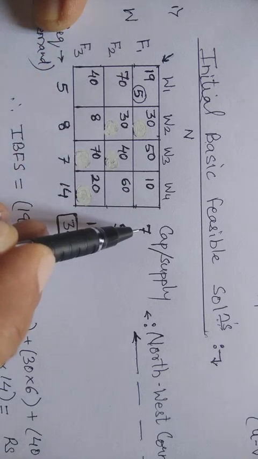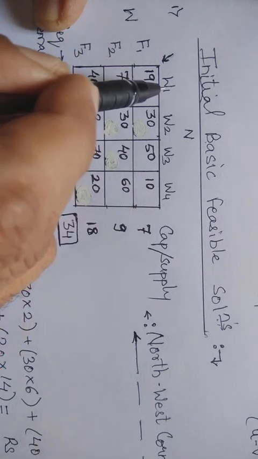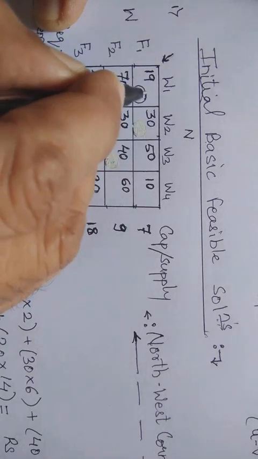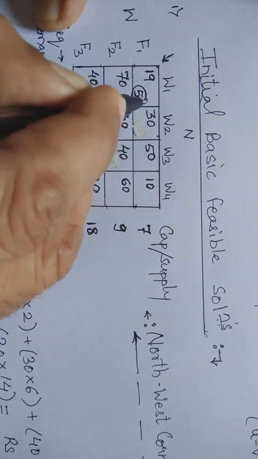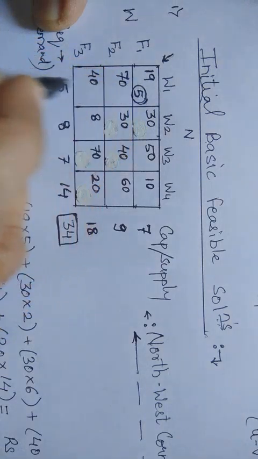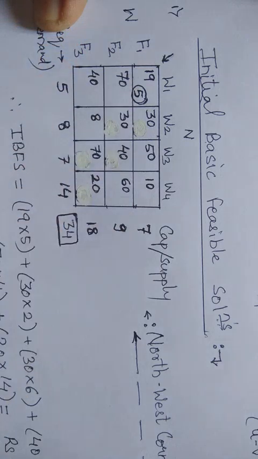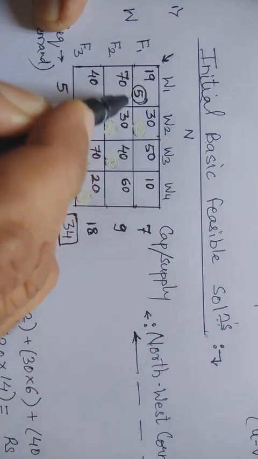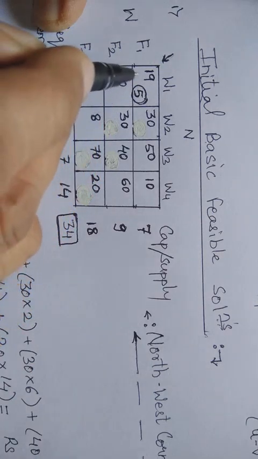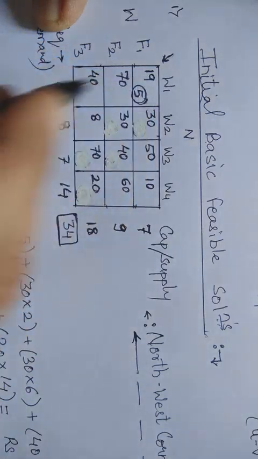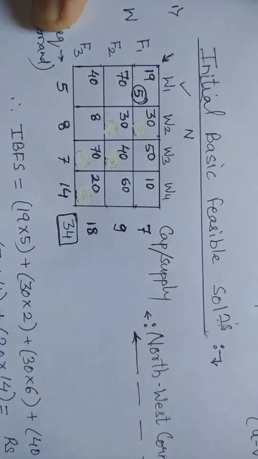So factory 1 can supply more. Therefore W1 will take all the units from factory 1 only. I allocate here 5, because its requirement was 5 and these 5 units were available in F1. Once one allocation is done, check whether the row or the column is satisfied. W1 is satisfied, so leave this.